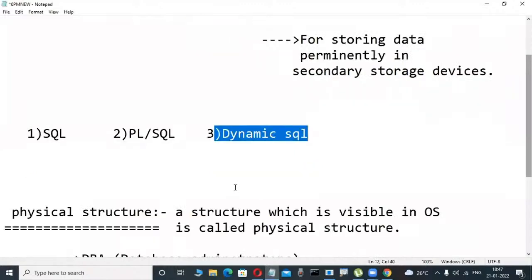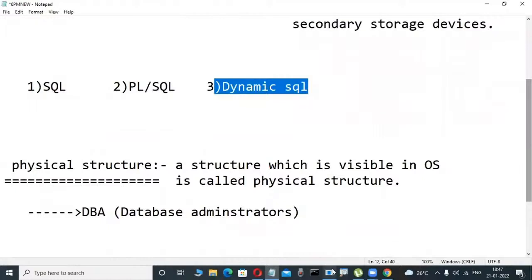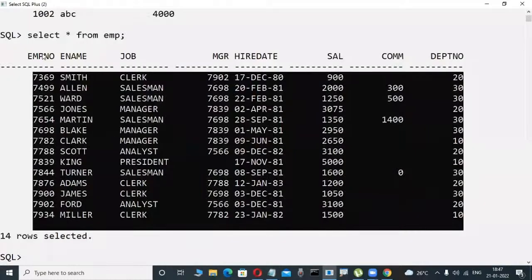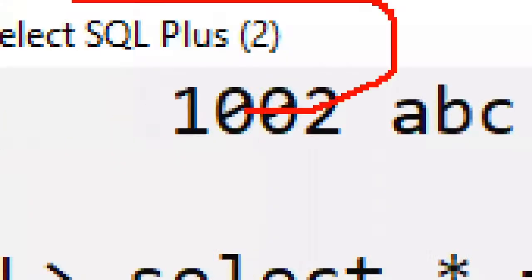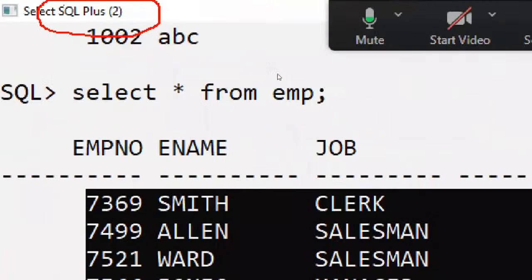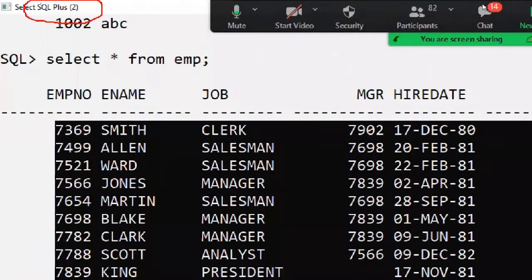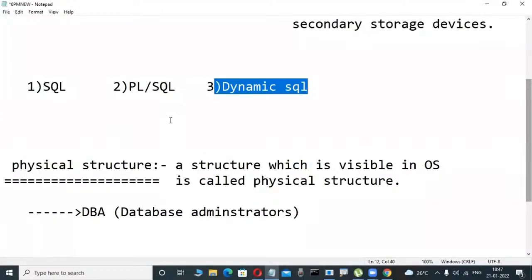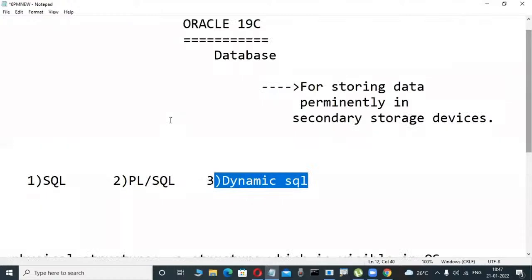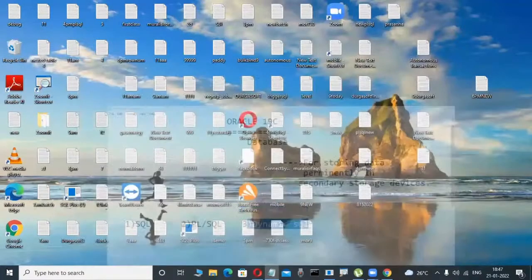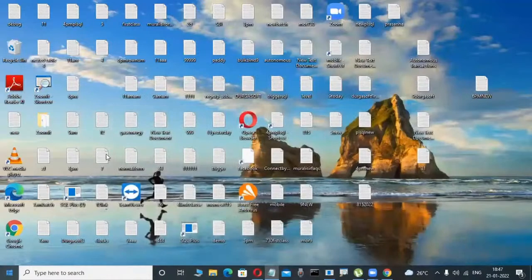But unfortunately, another thing is there in my system here. SQL Plus is there. What is this one? This is a tool, called a client tool. If you want to connect to the Oracle database, we use client tools. SQL Plus is a tool, that is the default tool. Whenever I install Oracle software, the tool is automatically available.